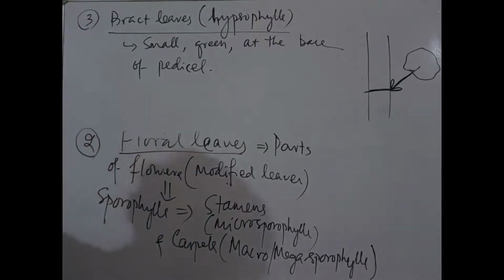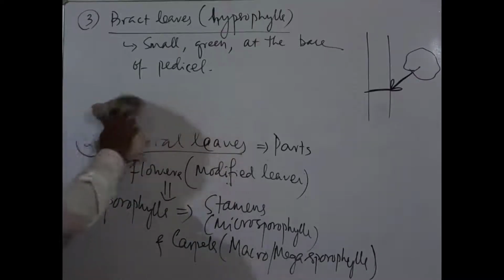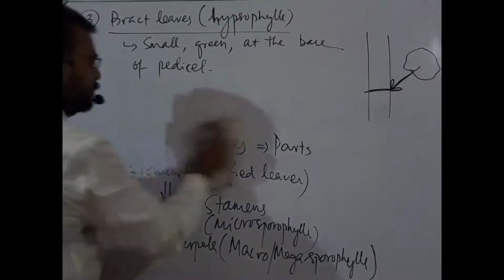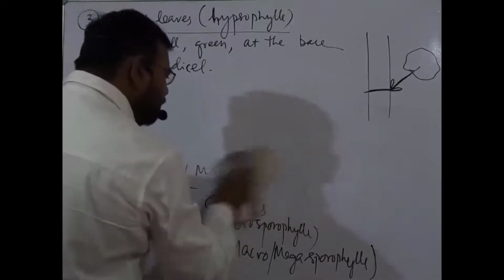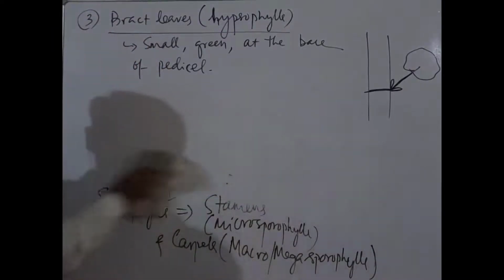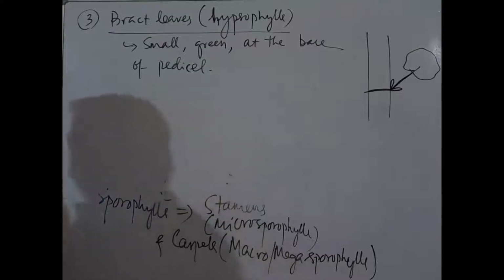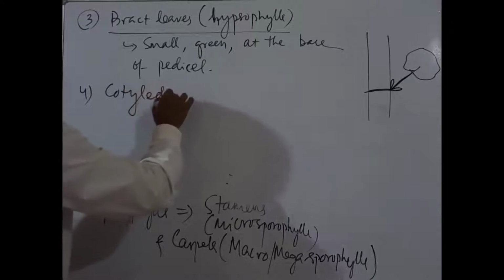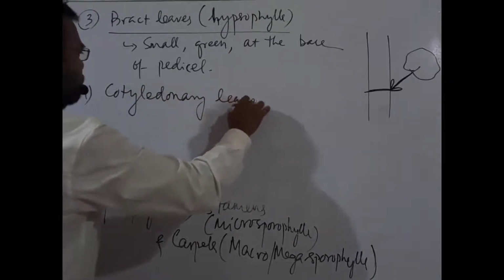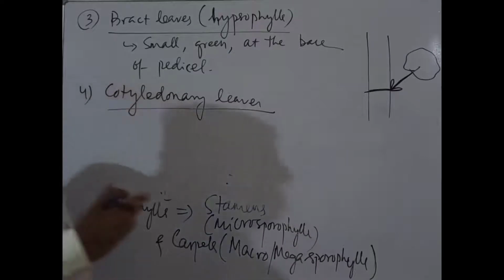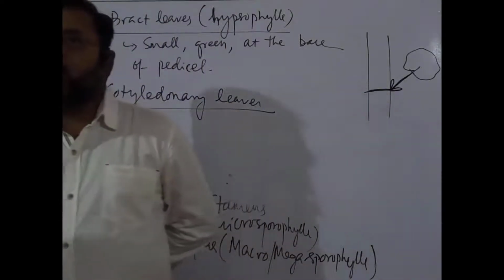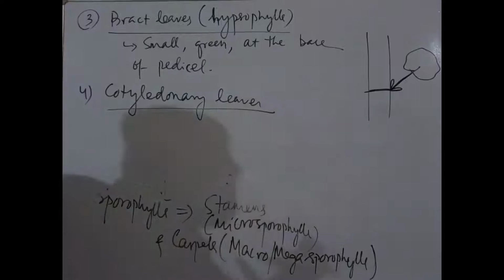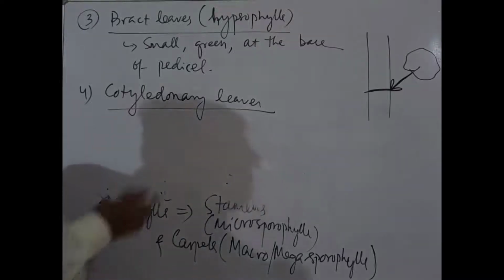Another type of leaves are known as cotyledonary leaves. All of you know that the cotyledon is a part of the embryo. That is also a modified leaf. This is the first leaf of the plant, called the cotyledonary leaf. The cotyledon of the embryo is also known as the first leaf of the plant, but it is a part of the embryo present inside the seed. That's why it is the first leaf of the plant.